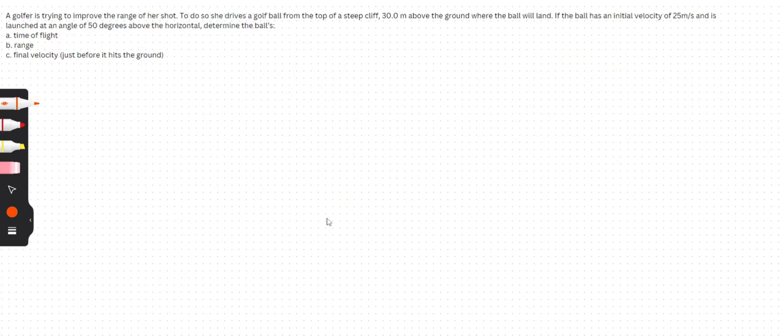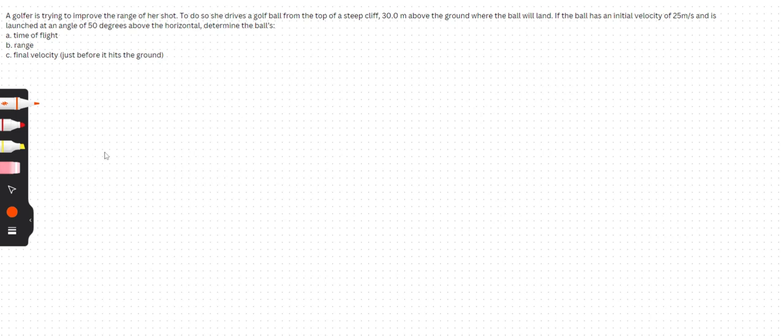Okay, so here is the second question. A golfer is trying to improve the range of her shot. To do so, she drives a golf ball from the top of a steep cliff 30 meters above the ground where the ball will land. If the ball has an initial velocity of 25 meters per second and is launched at an angle of 50 degrees above the horizontal, determine the ball's time of flight, range, and final velocity just before it hits the ground.